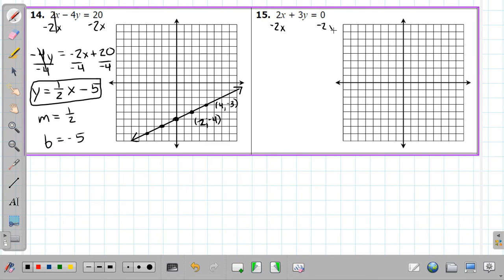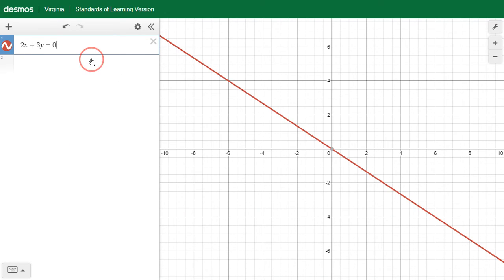So subtract 2x, subtract 2x. We get 3y is equal to, well, 0 minus 2x. We can actually calculate that. 0 minus 2x will just give us negative 2x. And then we divide by 3. y is equal to negative 2/3 x. And we can verify that by going over here and saying y is equal to negative 2/3 x.